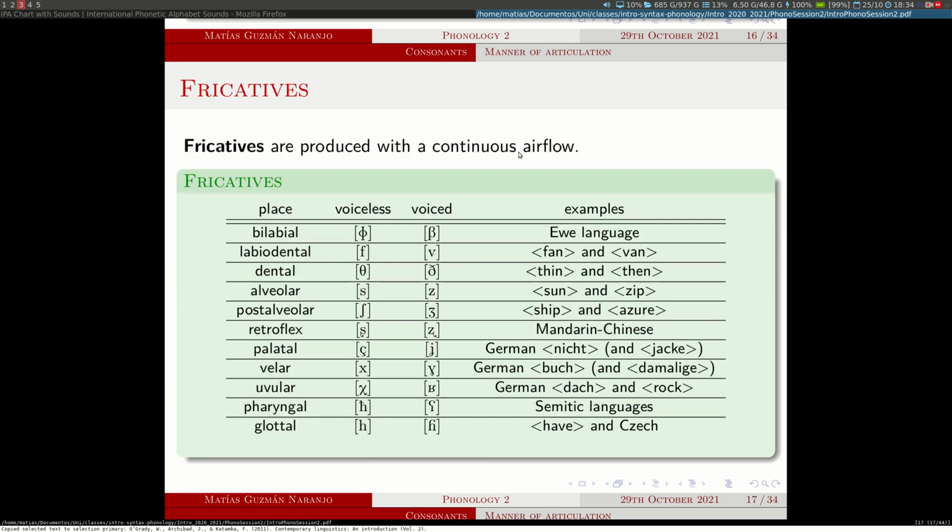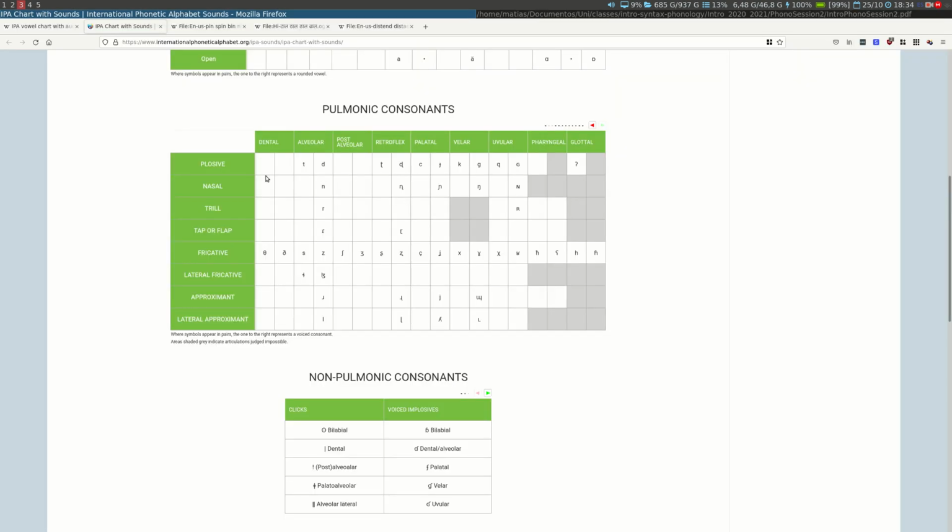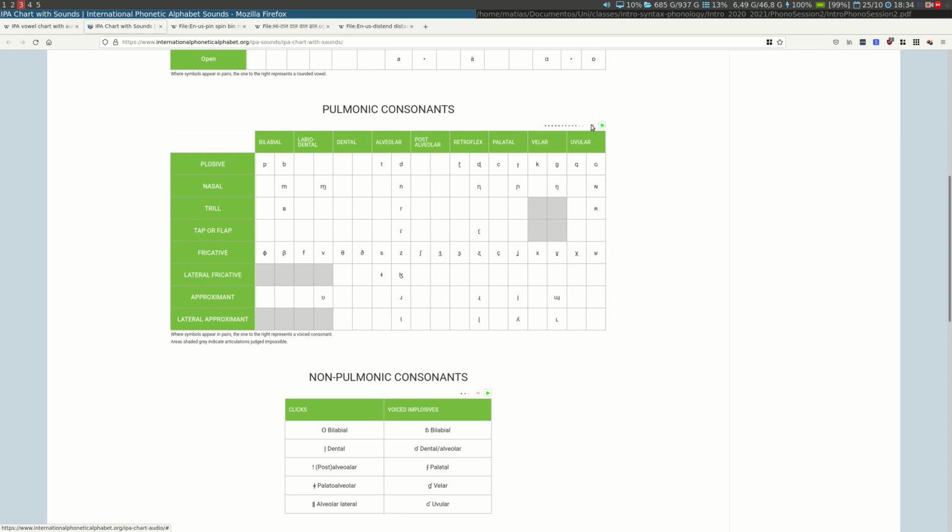So then we have fricatives, and for fricatives there is a continuous airstream. However, it is highly restricted. So it's not a full closure like the stops, but there is some degree of closure. Let's go back. I'll show you. These are the most common and more abundant ones. This will be rather rare for you if you don't speak Spanish, for example. Spanish has this.